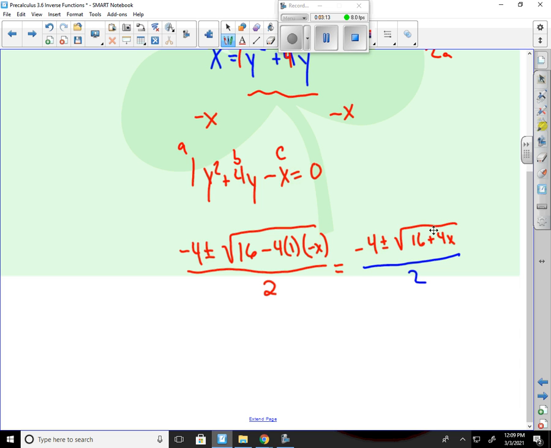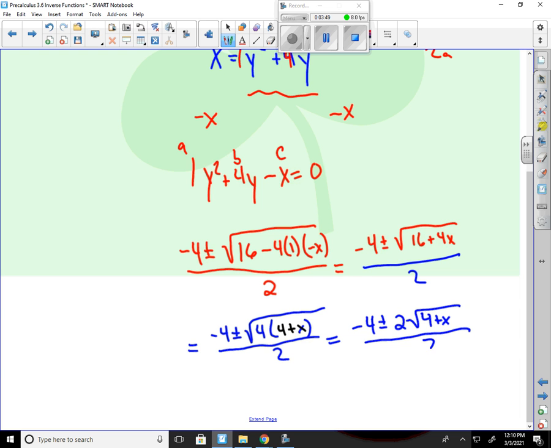Now under the root here, I have a 16 and a 4x. I can factor a 4 out of there. Negative 4 plus or minus the square root of 4 times 4 plus x, over 2. And what's the square root of 4? It's going to be a 2. So it's negative 4 plus or minus 2 times the square root of 4 plus x all over 2.